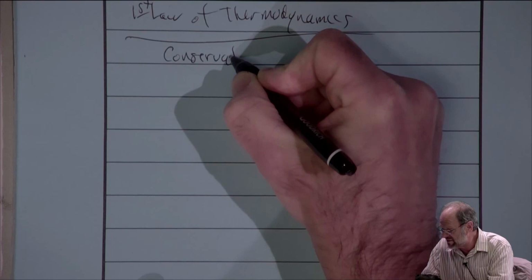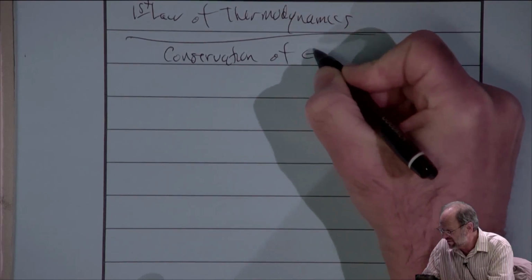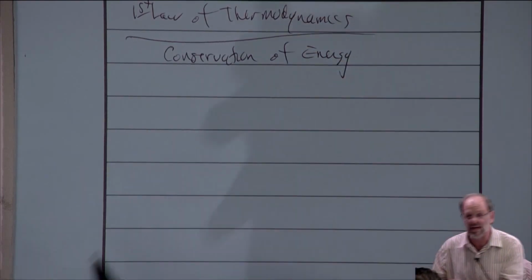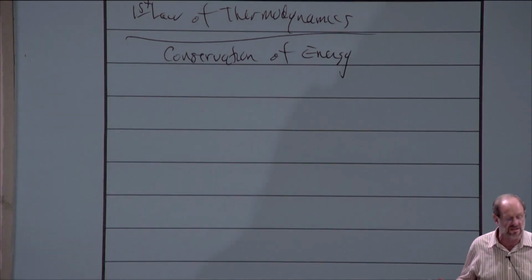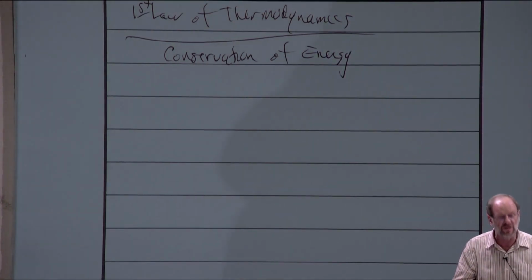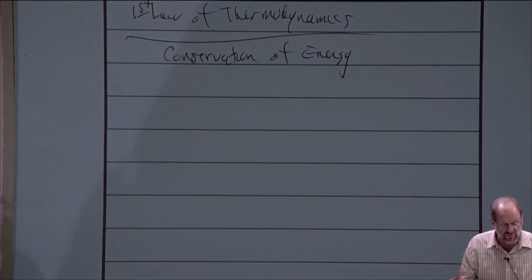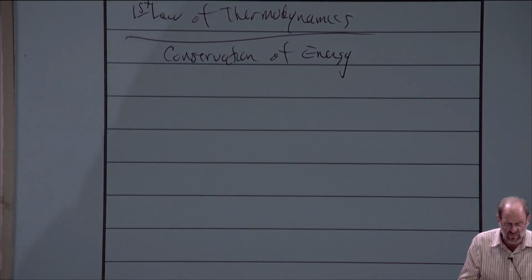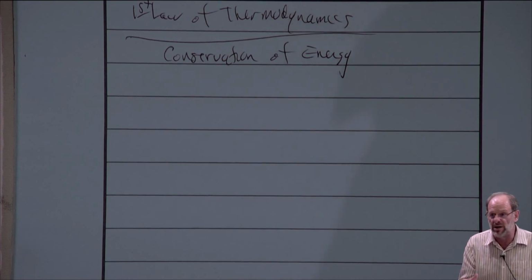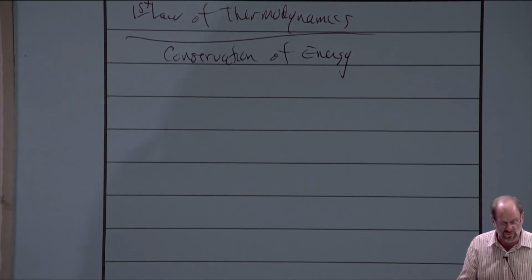So the first law of thermodynamics. Now, basically, this is nothing more than conservation of energy. That's what the first law of thermodynamics tells us. It simply states that energy cannot be created or destroyed. It can only be transformed from one type to another or transferred from one location to another. But you can't create new energy. You can't get rid of energy. You can just move it around.